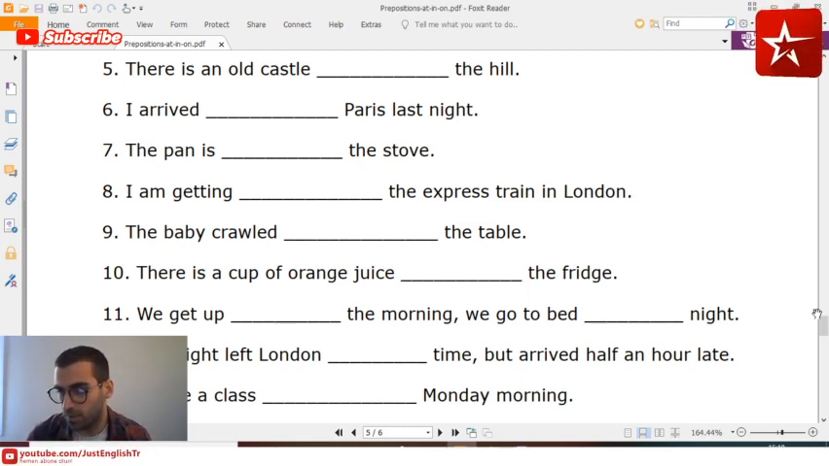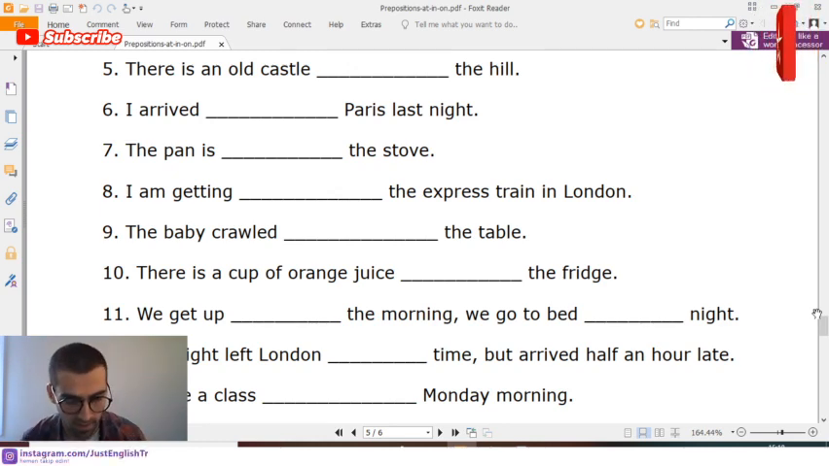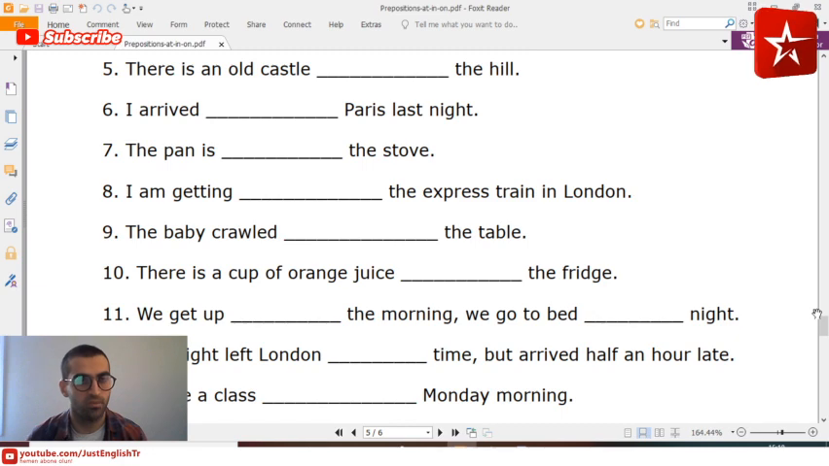Alright. So, for number 6, I arrived in Paris last night. Yani arrive fiilinden sonra iki tane preposition kullanabiliriz. Birisi at olabilir, diğeri in olabilir. Yani büyük yerler, şehirler, ülkeler olursa in kullanmamız gerekiyor. I arrived in Paris. I arrived in Turkey. Okay? Ama küçük yerler olursa, mesela banka, hospital, school, post office, yani küçük binalar, küçük ofisler olursa at kullanmamız gerekiyor.